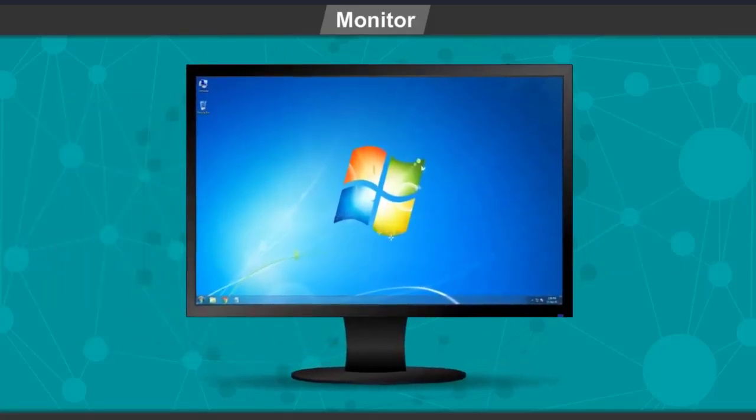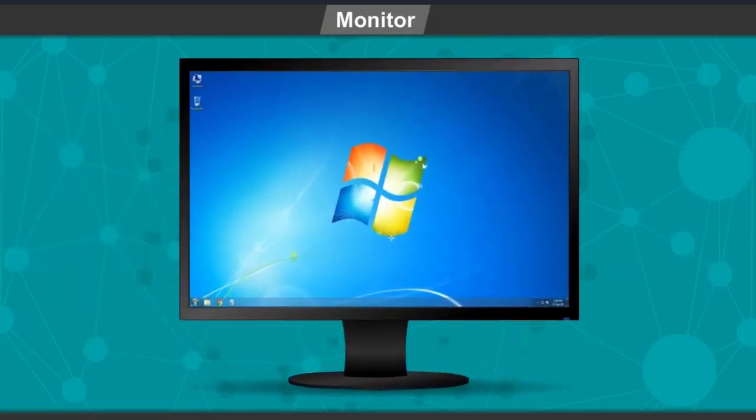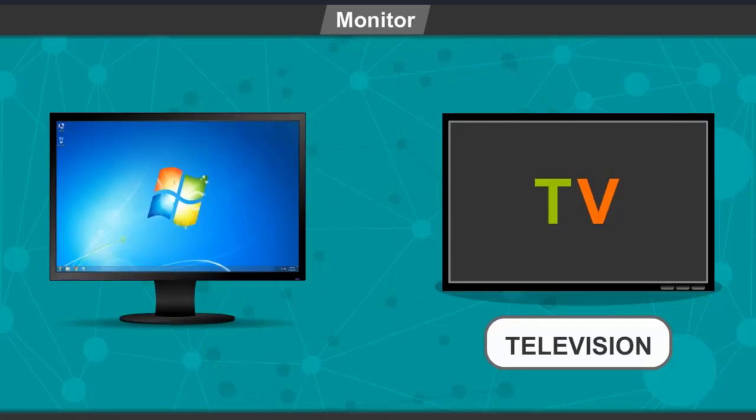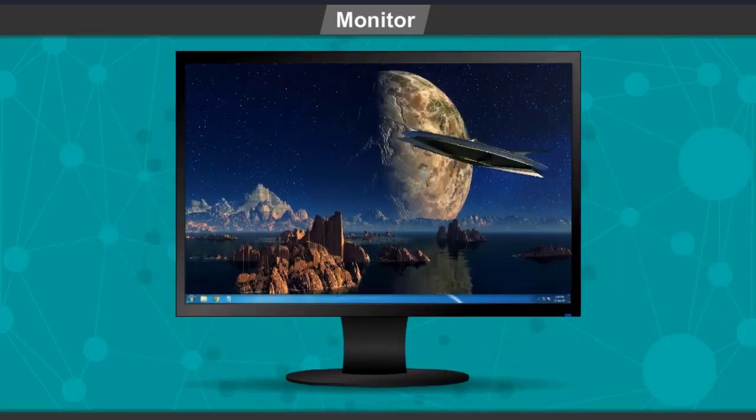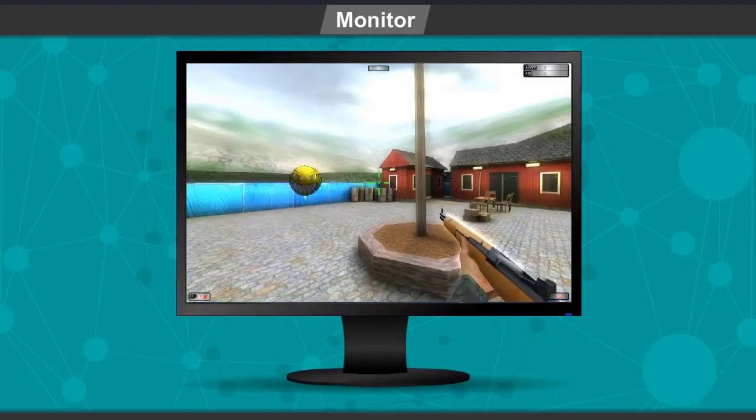Monitor is used to display what we are doing in the computer. It looks like a television. We can see movies and play games on a monitor.